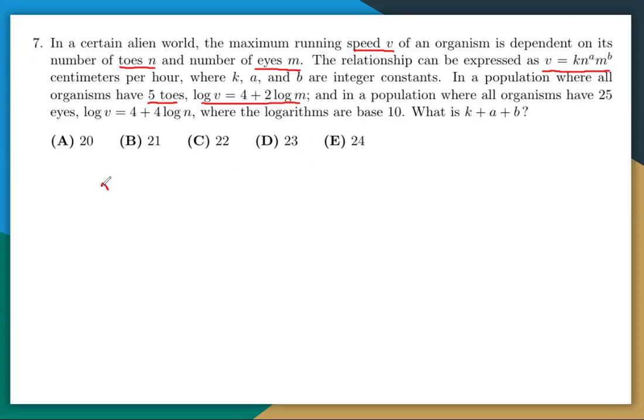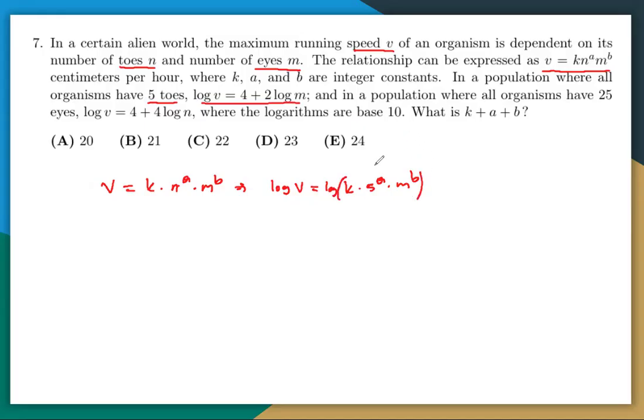We have the equation v is equal to k times n to the a times m to the b. But when you have 5 toes, which is n is 5, you can just replace n by 5, right? So you will get v is equal to k times 5 to the a times m to the b power. But we are told this is going to be equal to this one, which means we take the log of both sides.